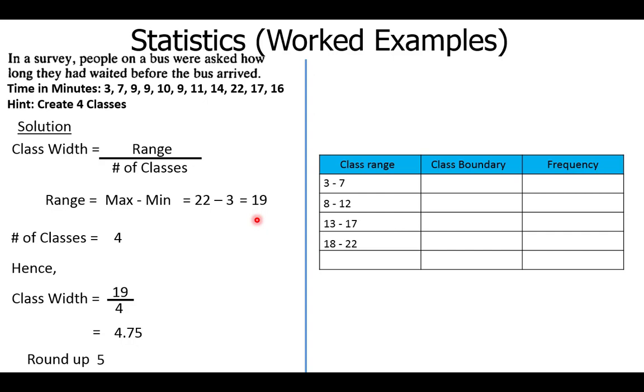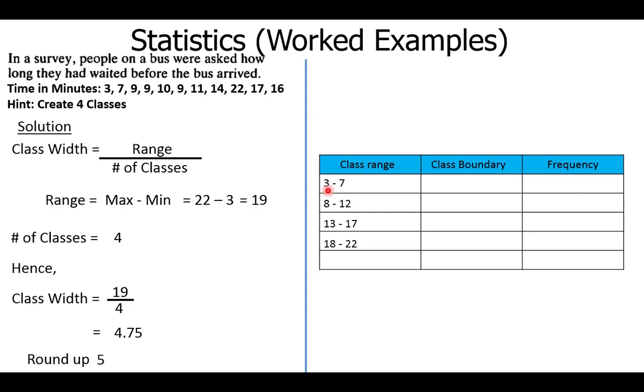Now that we've got that, the next thing we'll do is to find our class boundary. A simple method of finding your class boundary is to subtract 0.5 from your lower limit and then add 0.5 to the upper limit. What do I mean? If we look at the first class range from 3 to 7, our lower limit is 3. Remember, if we are subtracting and adding, we are actually putting back that which we have taken. We subtracted 0.5 and then we added 0.5. So we are still maintaining our class width of 5.